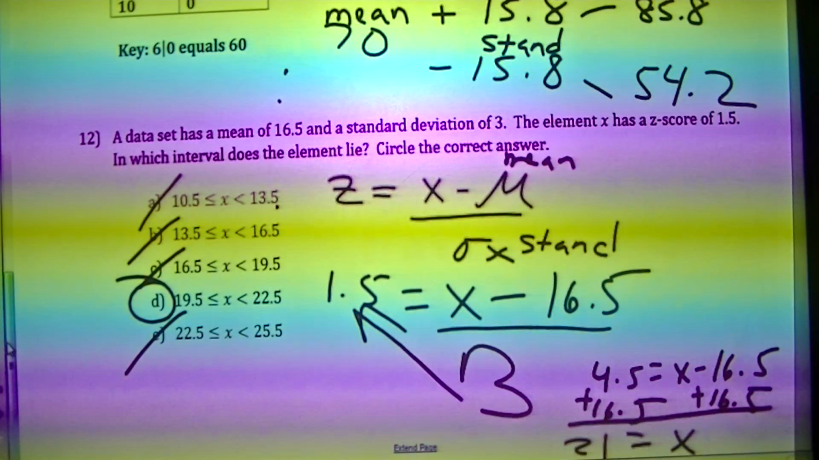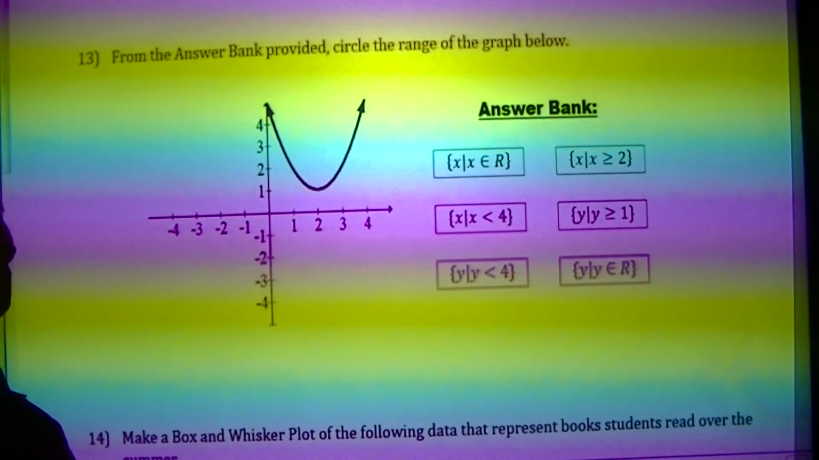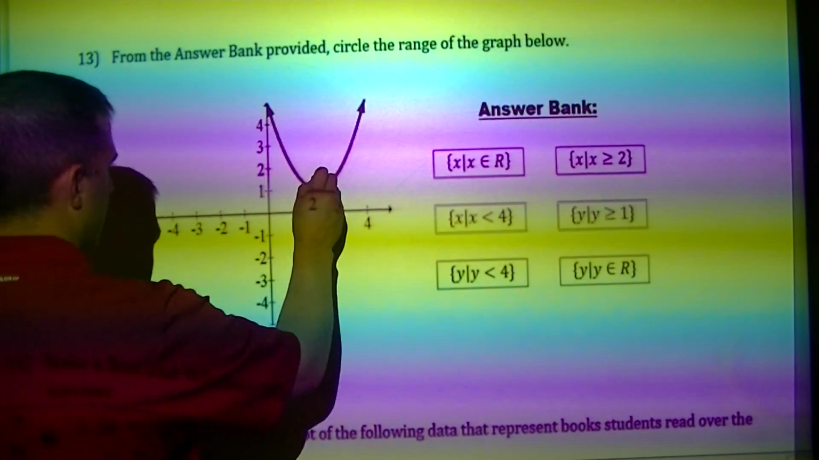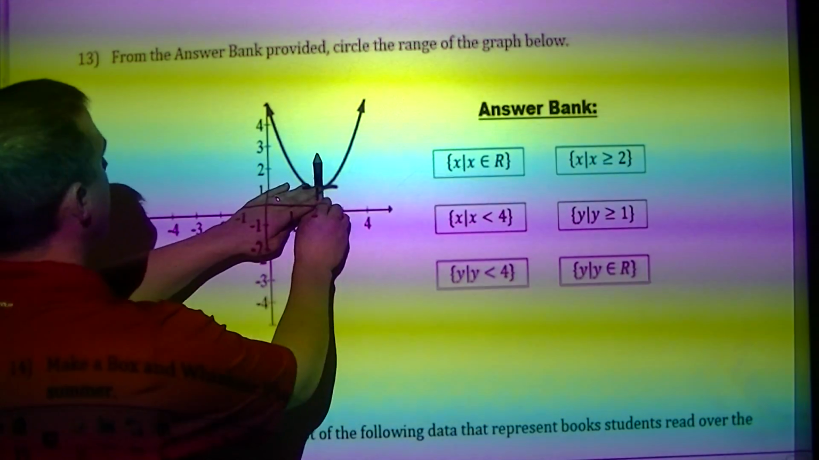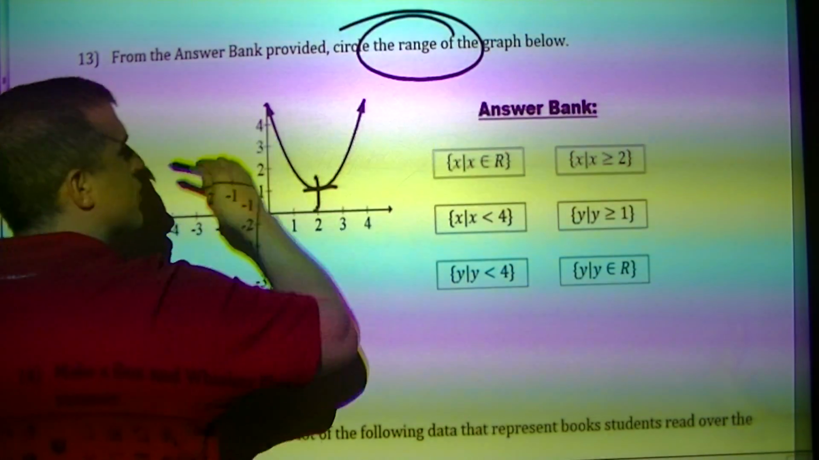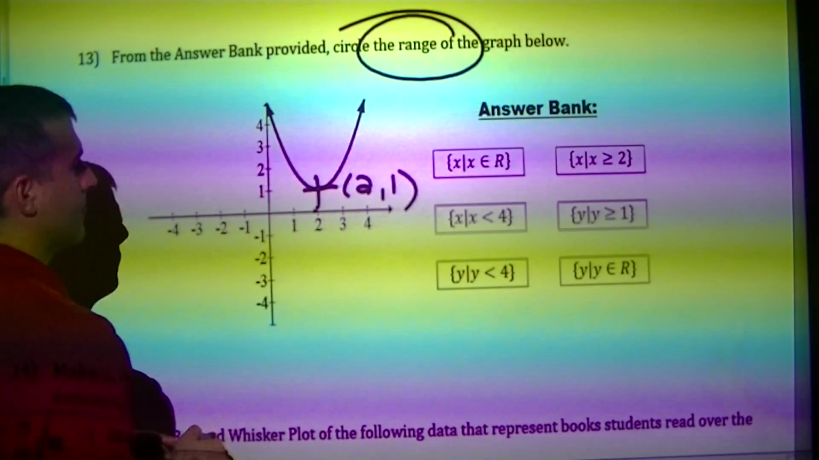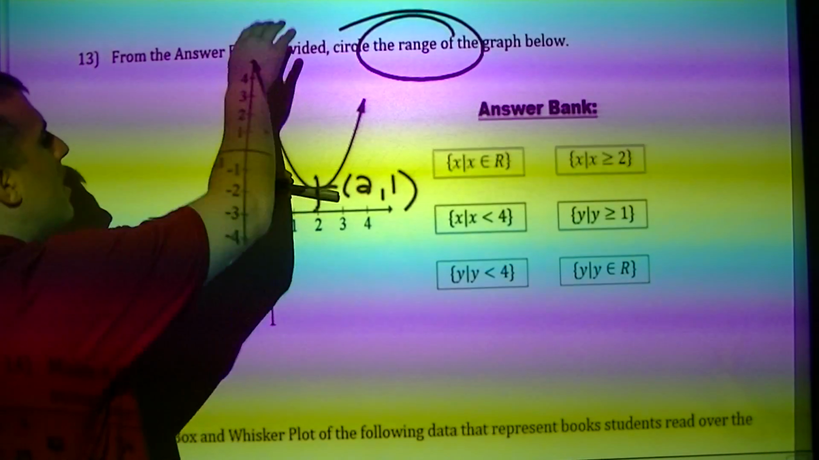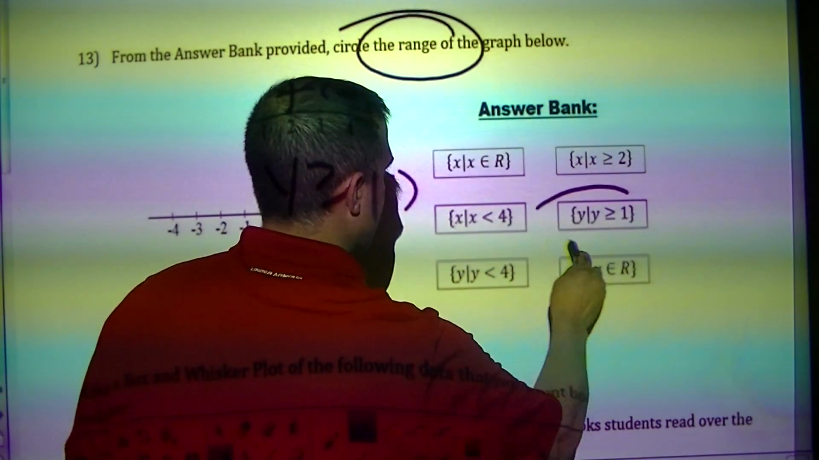All right, from the answer provided, circle the range. Now, the way I figure out the range, okay? Domain, I figure out this and this. That would be the domain. But my question is range. So my coordinates here are 2, 1. So it goes above, which would be y is greater than 1. Okay, so that would be that one.